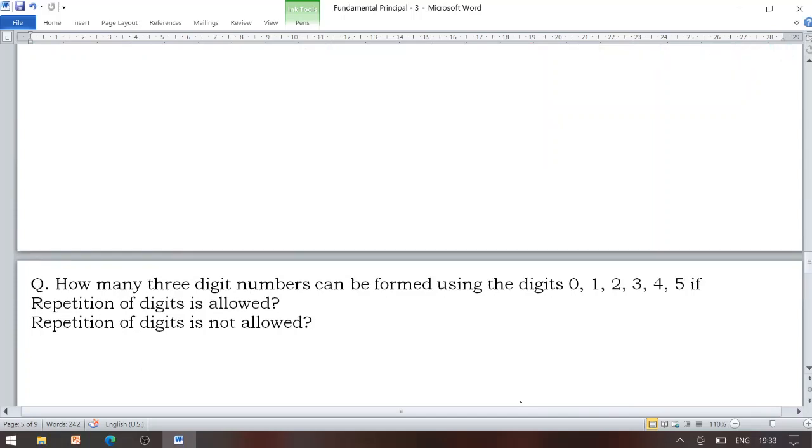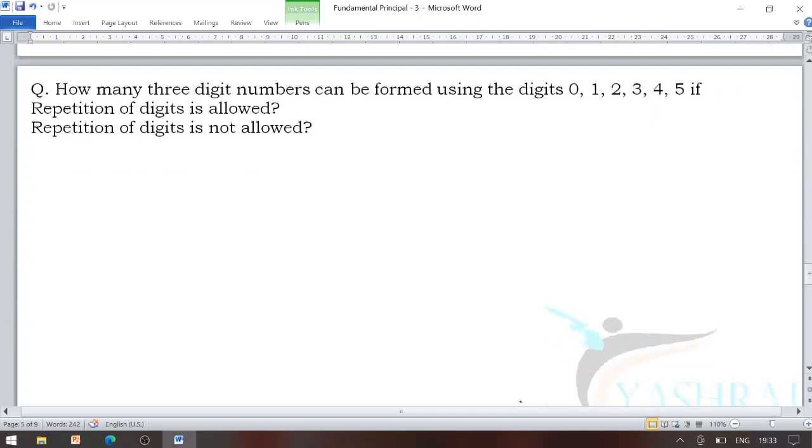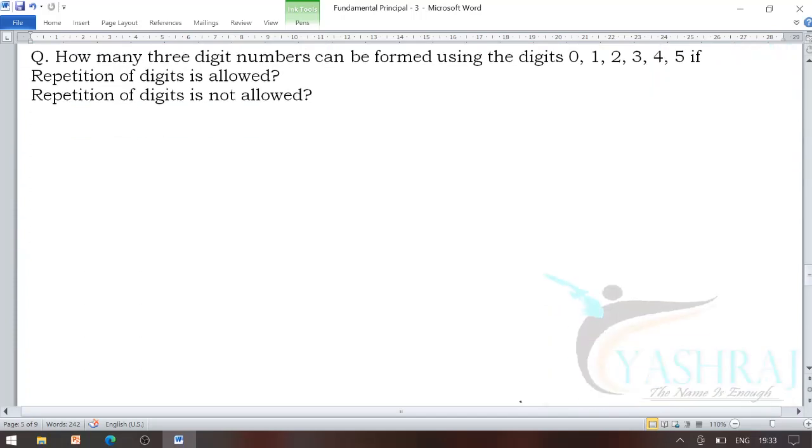Now look at the next sub question. The next question we are having: how many 3-digit numbers can be formed using the digits 0, 1, 2, 3, 4, 5, if in the first case repetition of the digits is allowed, and in the second case repetition of the digits is not allowed. So look once carefully for the first sub question. Firstly we have the digits, I will note it down: 0, 1, 2, 3, 4 and 5.